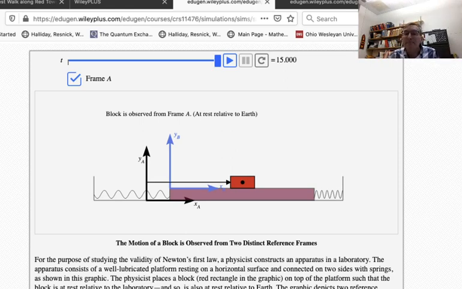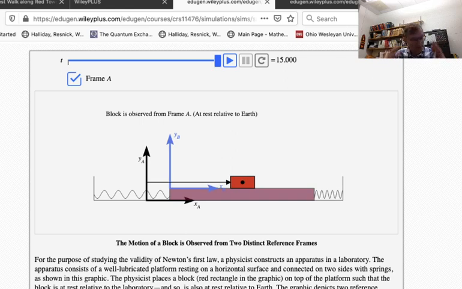Now I contend that reference frame A fixed to the Earth in this animation is an inertial reference frame. So Newton's first law must be valid. By observation, the velocity of the red block is constant. So by Newton's first law, the net force on the block must equal 0.